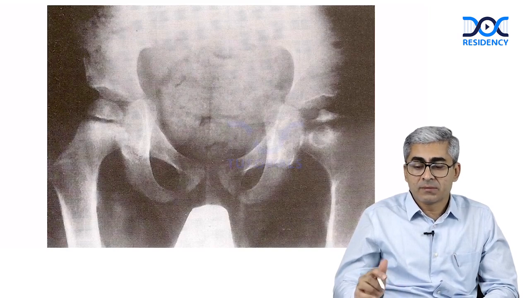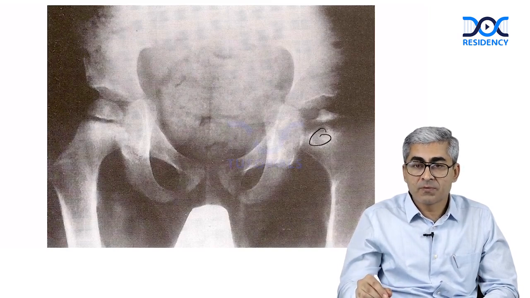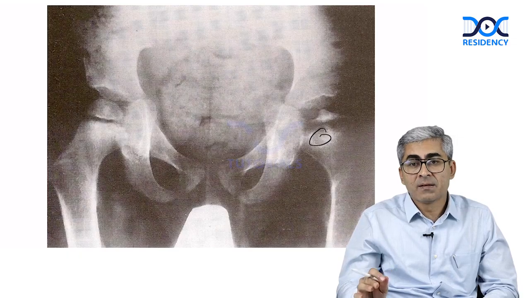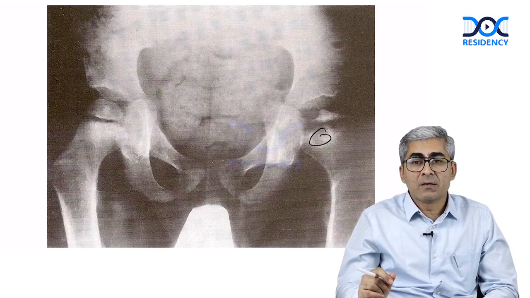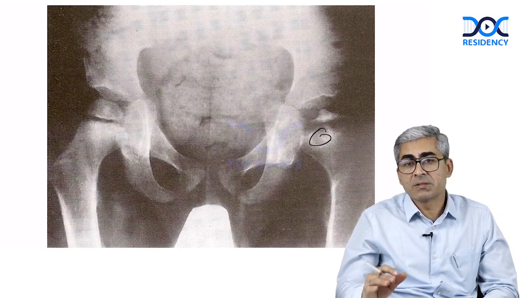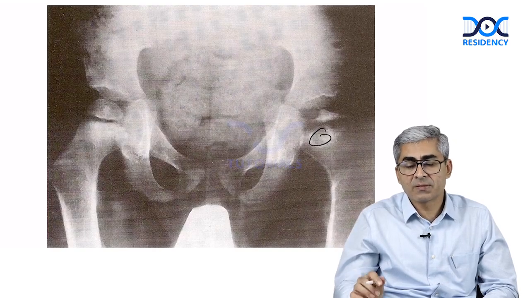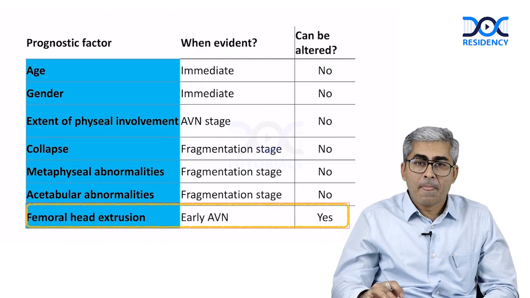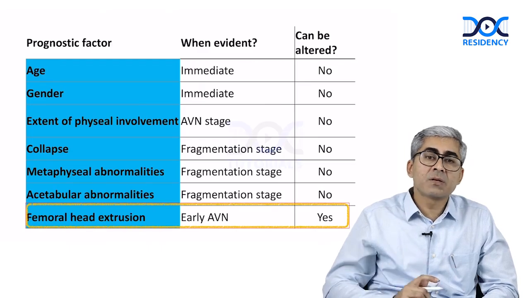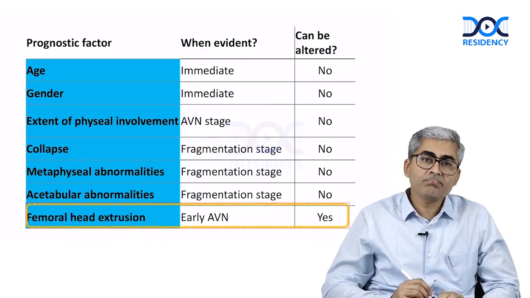So this is a metaphyseal cyst, collapse of the femoral head. It's a type C Herring lateral pillar. If you see Catterall, it is almost grade 4, and Salter-Thompson can't be applied here because it is almost in the fragmentation stage, and it is also a wafer epiphysis if you see. So these are the prognostic factors which I'll talk about.